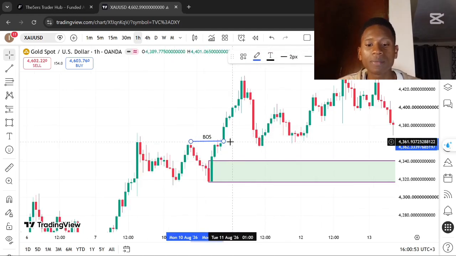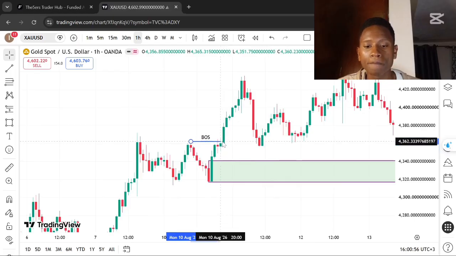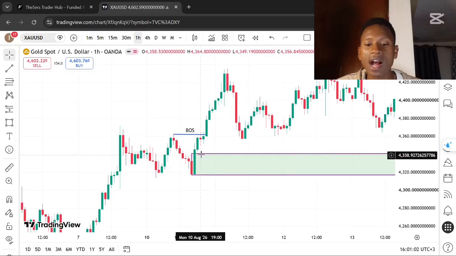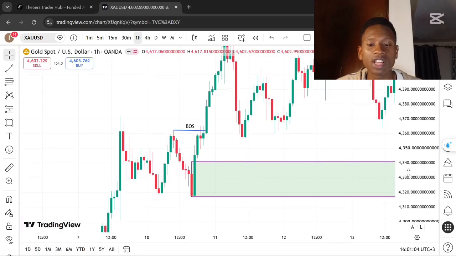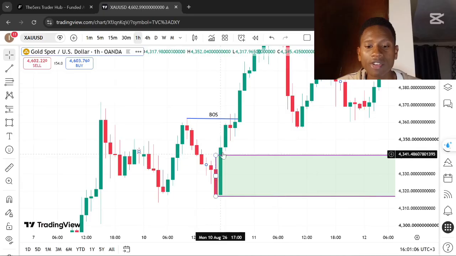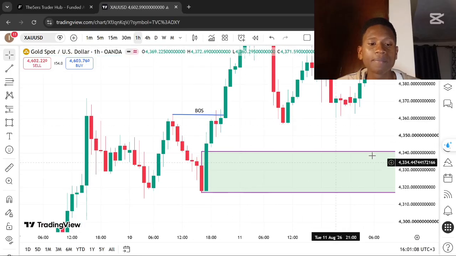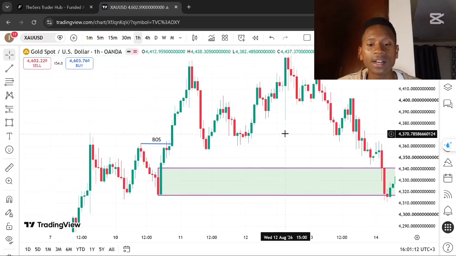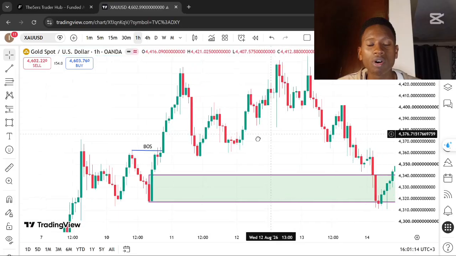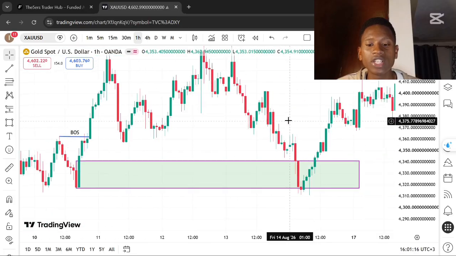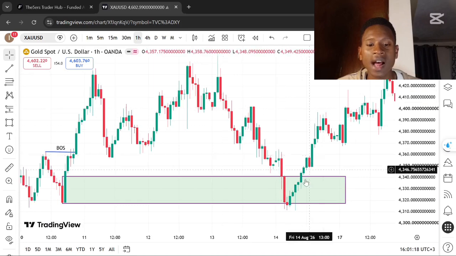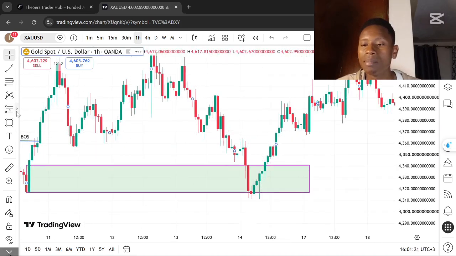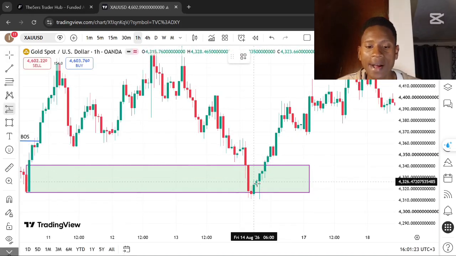As such, to the upside, there's a fair value gap over here. It doesn't matter how small the fair value gap is, it's still a fair value gap. You can see the gap over here. So that is further confirmation of the validity of that order block. Now the market is going to come back to this point.